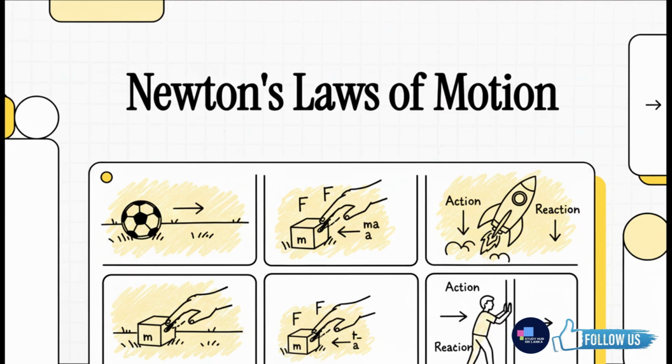Have you ever really thought about why you lurch forward in a bus when it suddenly stops? Or how a massive rocket can launch into space? Well, the answer to all of that lies in three simple but incredibly powerful rules discovered by Sir Isaac Newton. Today, we are going to break down his famous laws of motion.